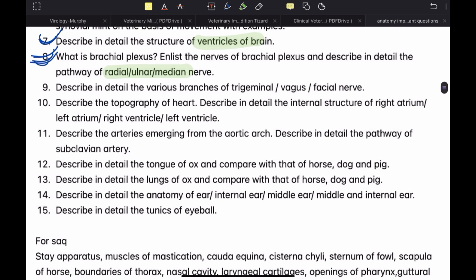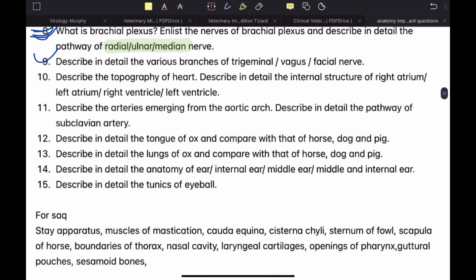Then describe in detail various branches of trigeminal or vagus or facial nerve. Again, not so much important, but sometimes it is asked in the exam, and if you haven't studied them, then you'll definitely get confused. Okay, and here they can ask you the branches of trigeminal nerve or vagus nerve or facial nerve, not all three. Okay, describe the topography of heart.